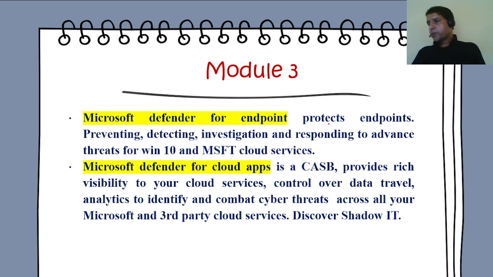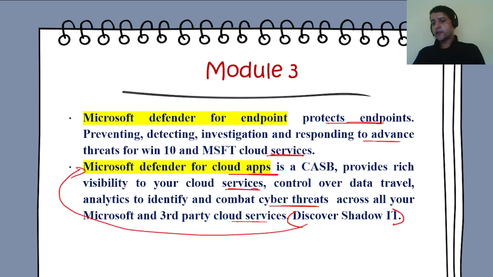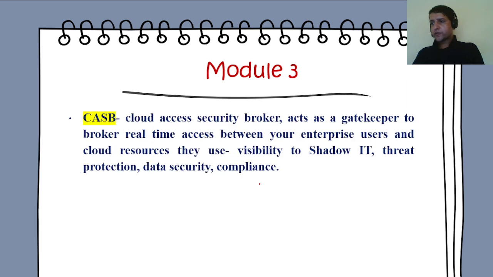Microsoft Defender for Endpoint protects your endpoints, preventing, detecting, investigating, and responding to advanced threats for Windows 10 and Microsoft Cloud services. There's also Microsoft Defender for Cloud Apps. It's a cloud access security broker. This provides rich visibility to your cloud services, controls over data travel, and analytics to identify and combat different cyber threats across all your Microsoft and third-party cloud services. It also can discover shadow IT. So they'll ask you which of them can discover shadow IT, and the answer has to be Cloud Apps.